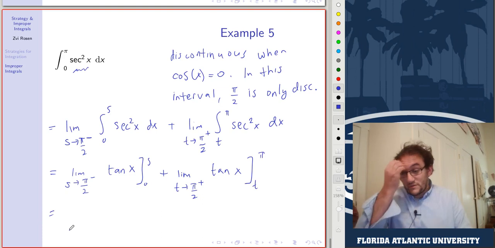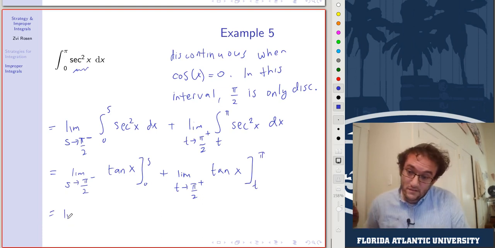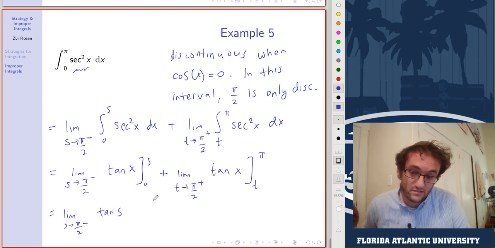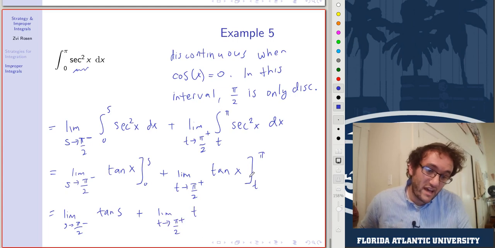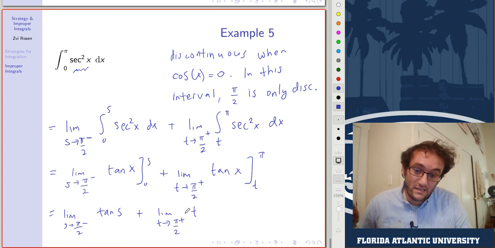So this will be equal to the limit as s goes to pi over 2 from the left of tan s minus tan 0, which is just 0, plus the limit as t goes to pi over 2 from the right of tan pi, which is 0, minus tan t. So let's just put a minus sign here, minus tan t.